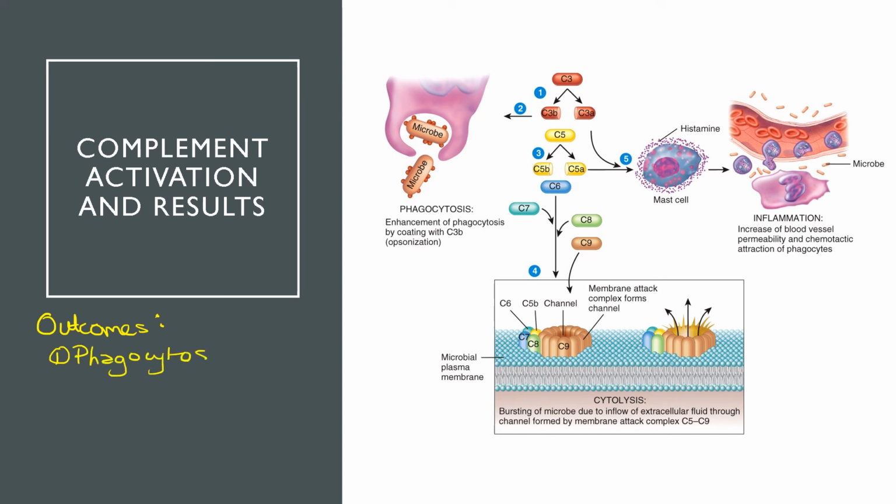So phagocytosis, cytolysis. Remember, cytolysis is going to be that cell bursting, and then inflammation. The complement system also acts to prevent excessive damage to body tissues.